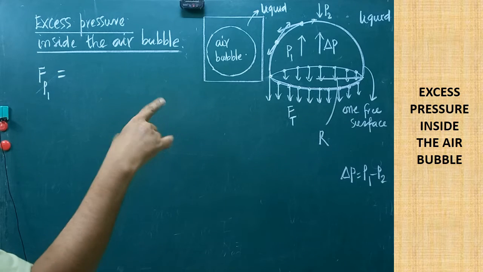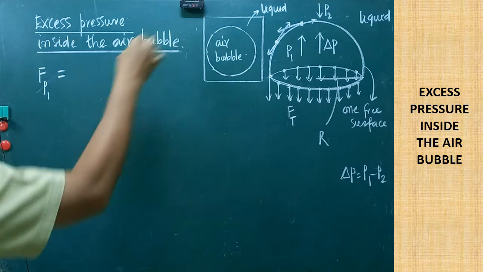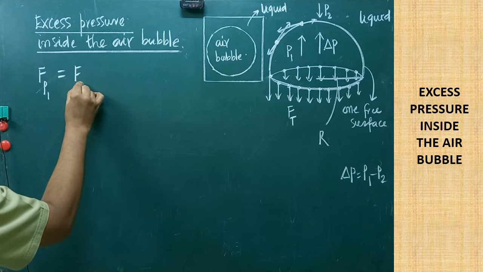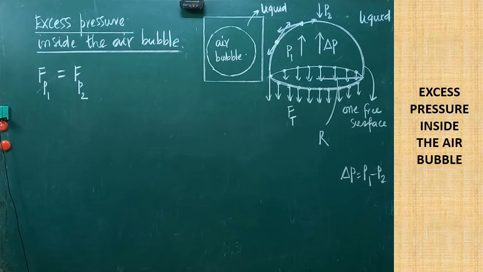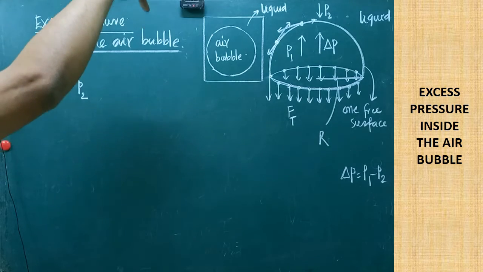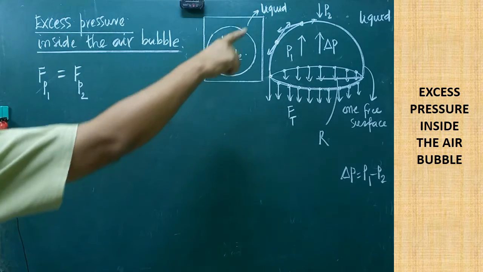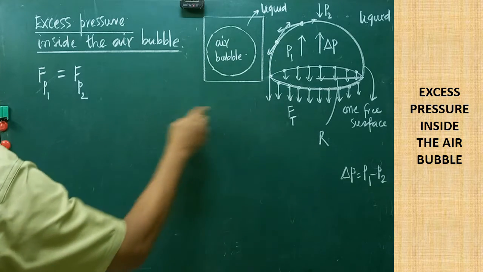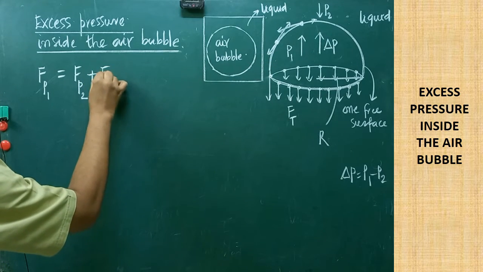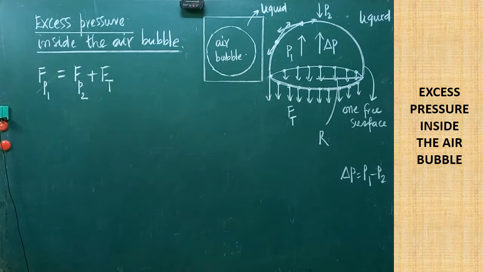What are the other forces? Another force is due to P2, and it can be written as Fp2. That is acting in the downward direction on the surface. In the same direction as P2, the force due to surface tension is acting. Therefore, Ft can be written. So, totally three forces are acting.